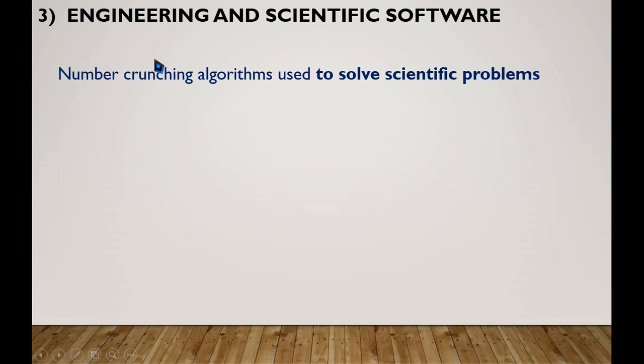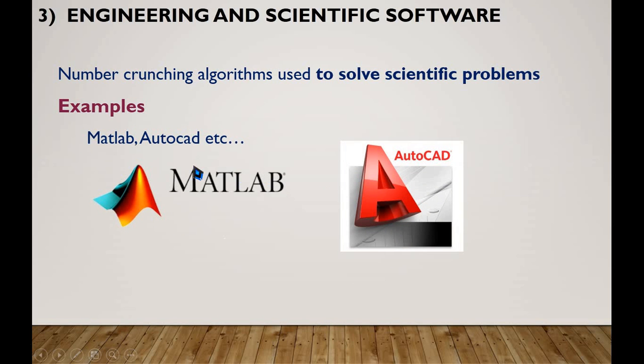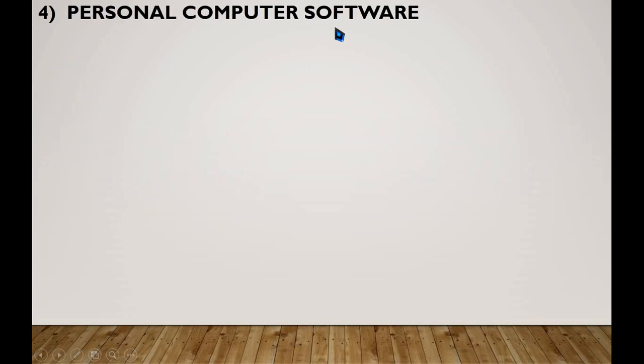So number crunching algorithms are used to solve scientific problems. For that we use MATLAB and AutoCAD. We all know that for engineering and scientific work we use MATLAB and AutoCAD. So these are examples of engineering and scientific software.